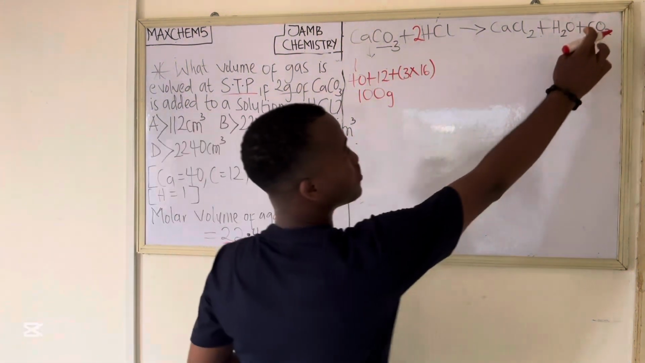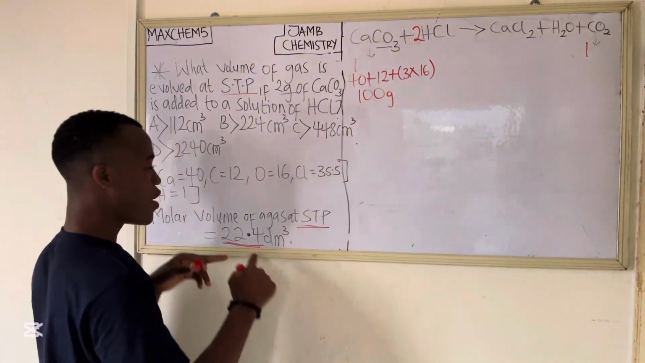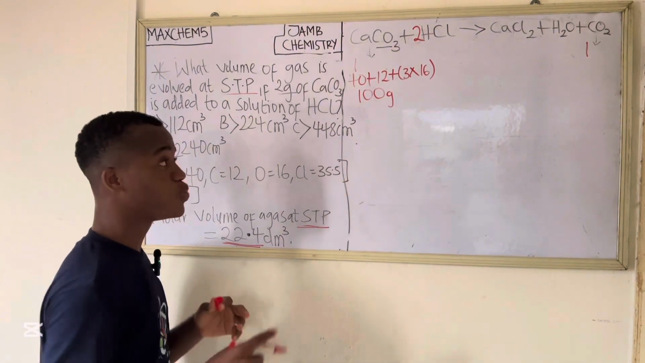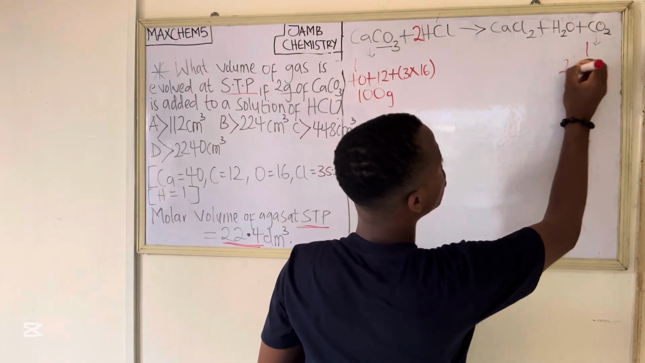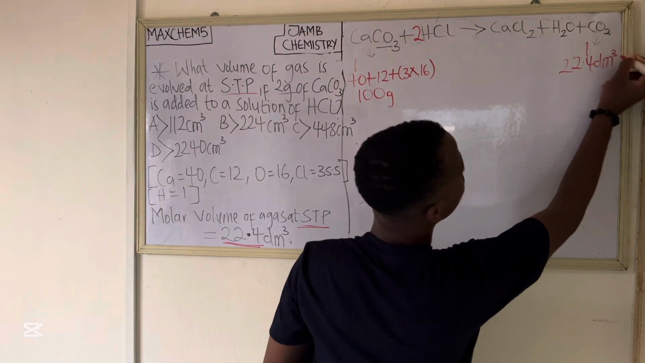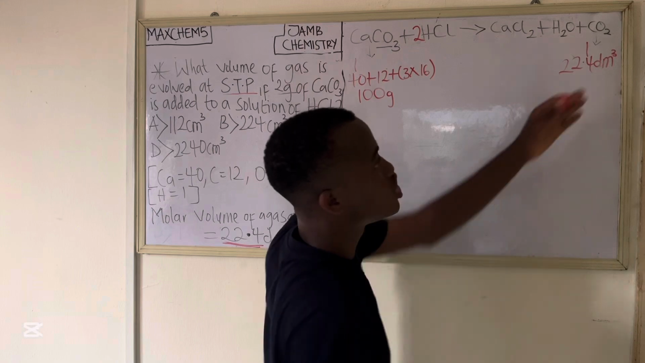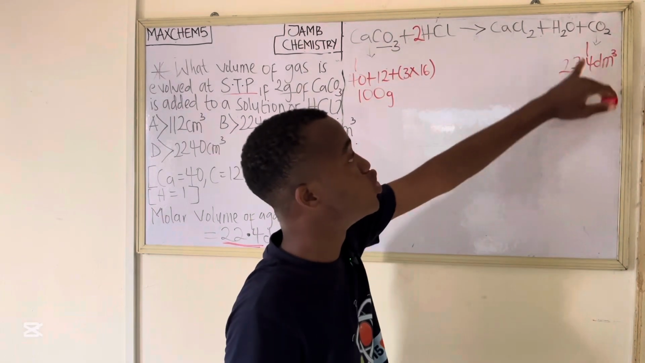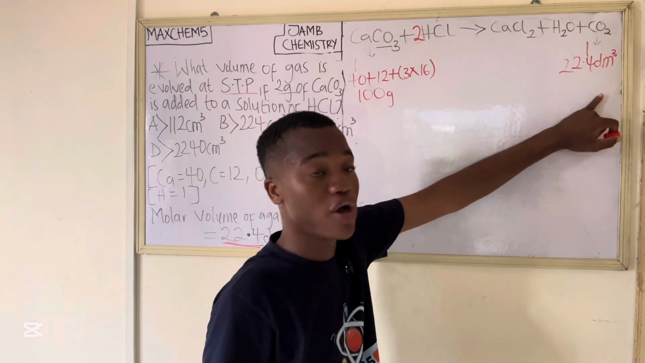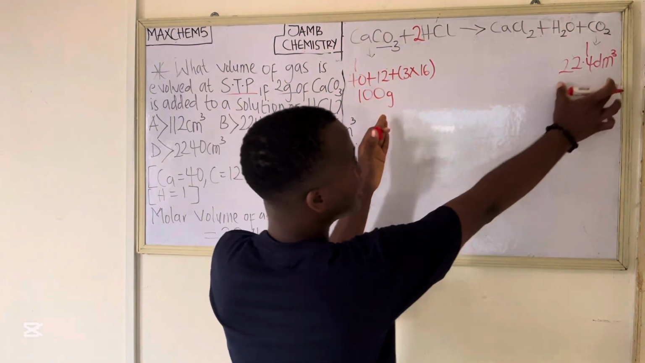So this is 1 mole of CO2. That means it will occupy what amount of volume? 22.4 dm3, which is the same thing as 22.4 liters. So we can write 22.4 dm3. Why are we writing 22.4 dm3? Because it is just 1 mole of CO2, right? If we had 2 moles, we would have to make it 2 multiplied by 22.4 dm3. So you can see the relationship.